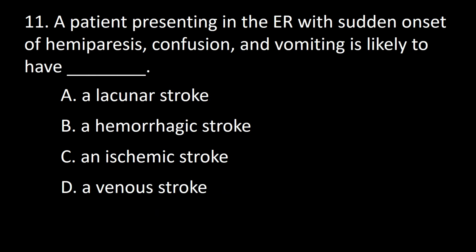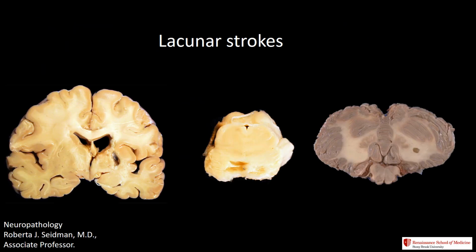Next question. A patient presenting in the ER with sudden onset of hemiparesis, confusion, and vomiting is likely to have A. a lacunar stroke, B. a hemorrhagic stroke, C. an ischemic stroke, D. a venous stroke. In this frame, you can see 3 examples of lacunar stroke. I will now show you examples of hemorrhagic strokes.